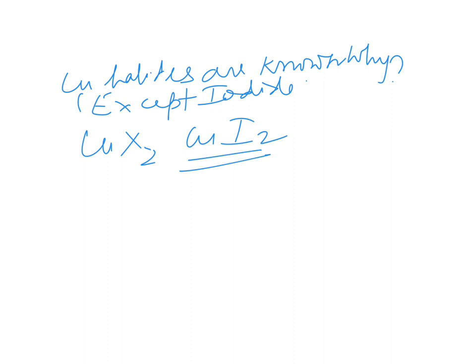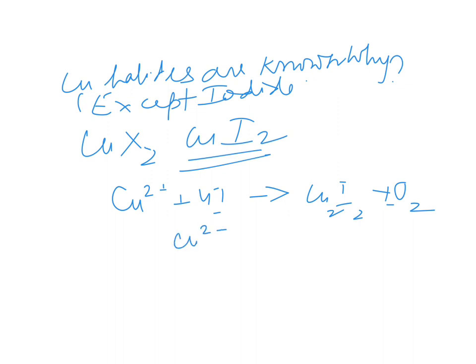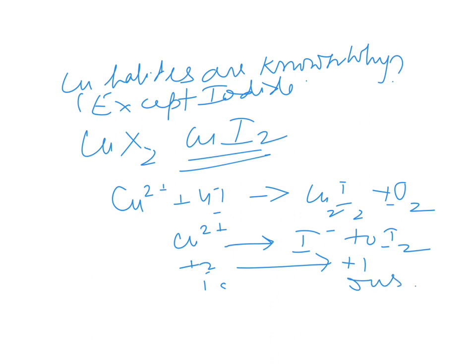The reason is that Cu2+ with 4I- gives Cu2I2 plus I2. Now this copper 2 plus oxidizes iodide to I2, that is, plus 2 is converted to plus 1, cuprous, isn't it? So the cuprous compound is unstable in aqueous solution.